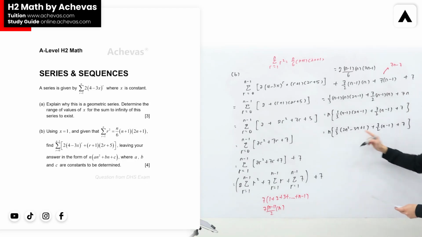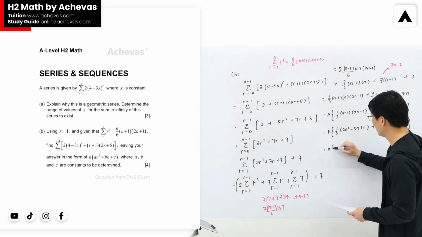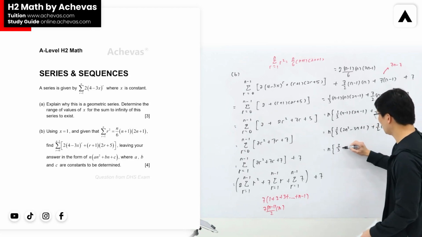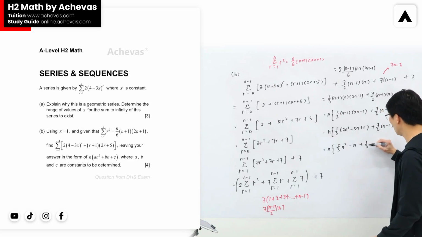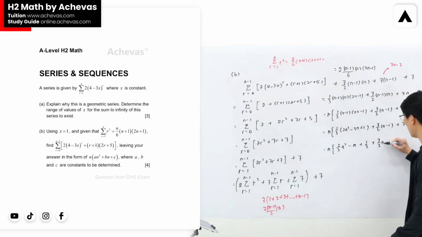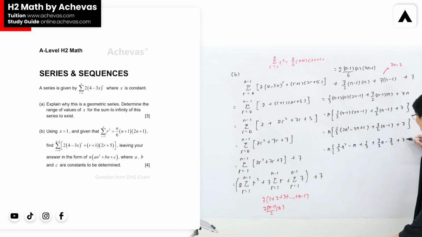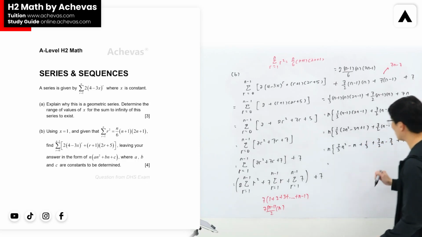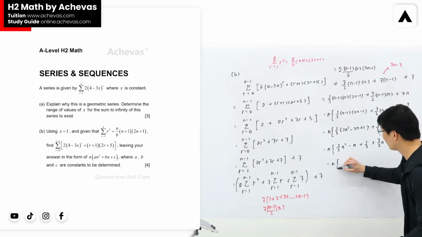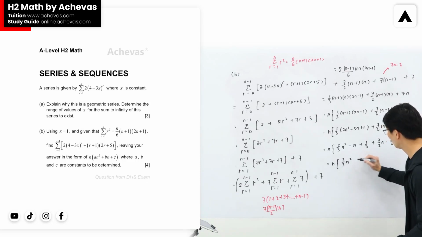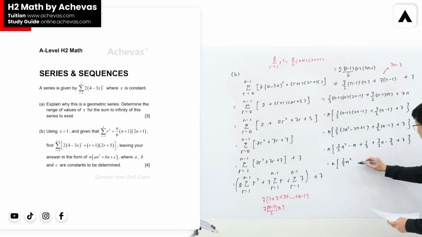So now we are going to just expand everything out. We have an n, and this will be 2/3 n squared, minus n, plus 1/3, plus 7 over 2 n, minus 7 over 2, plus 7. And using our calculator to group the like terms together, I'll end up with 2 over 3 n squared, plus 5 over 2 n, and the constant term, I will be left with 23 over 6.